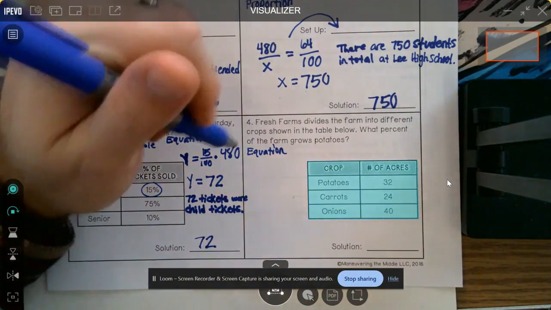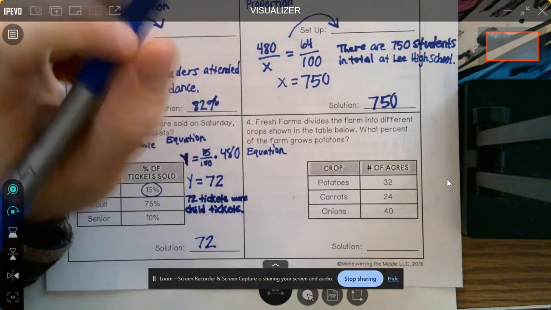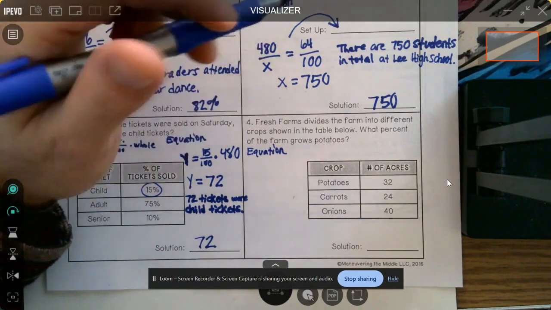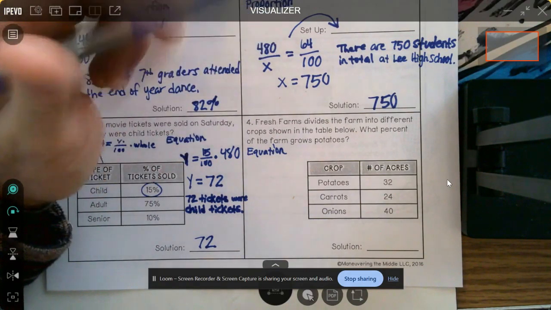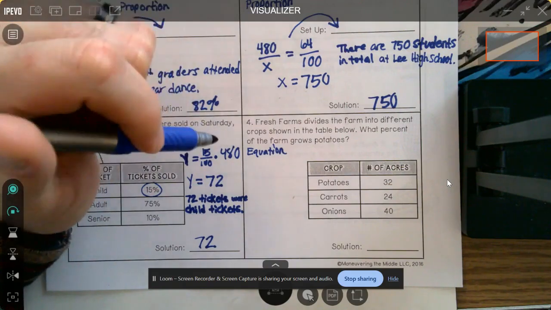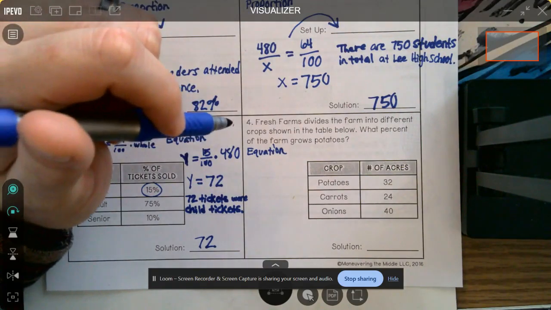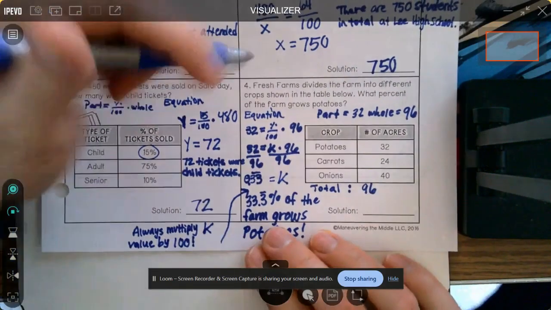All right, you read number 4. Use the equation, please. So you're solving for what percent of the farm grows potatoes. So use your equation, please. Do not use a proportion. All right, so let's go to number 4 carefully here.